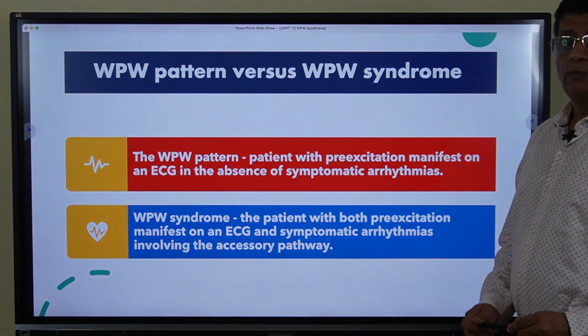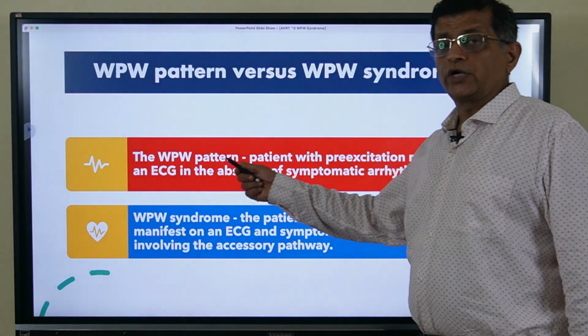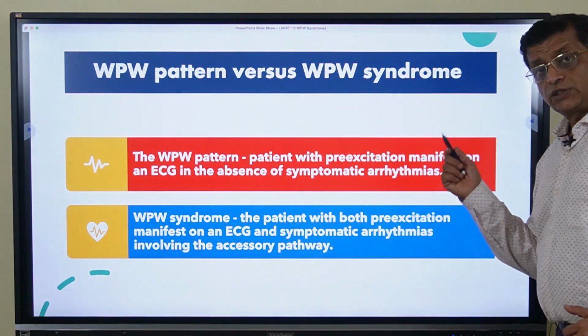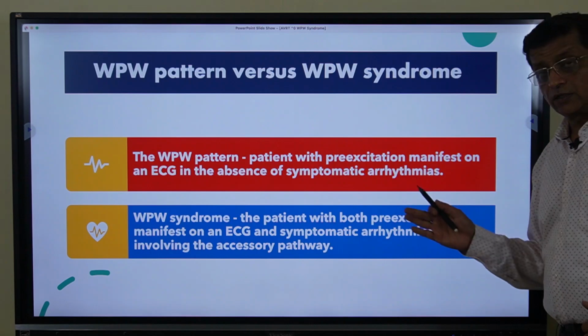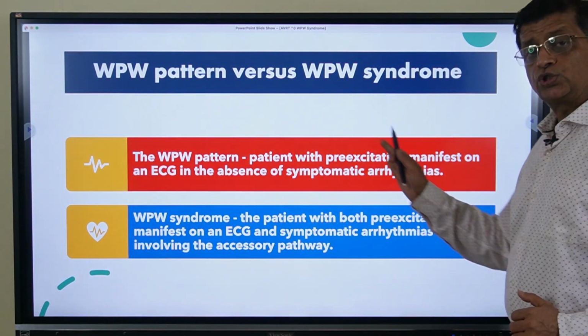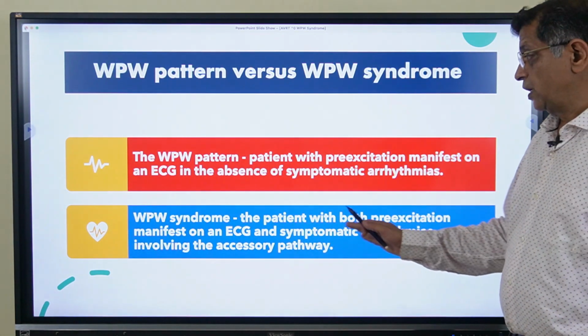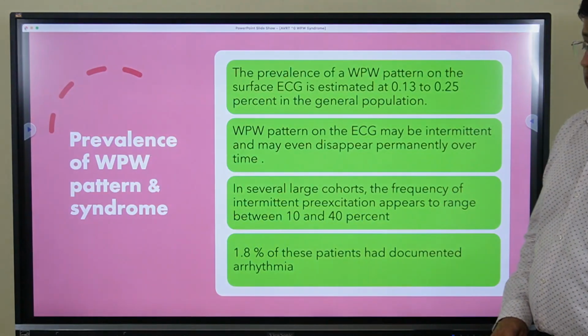Now WPW pattern and syndrome are different. If only the ECG is showing WPW pattern but the patient is asymptomatic, then this is WPW pattern. But in WPW syndrome, the ECG shows the WPW pattern plus the patient has arrhythmia involving the accessory pathway.